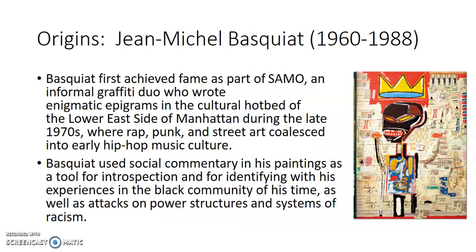Also in Manhattan was Jean-Michel Basquiat, and he was part of SAMO, an informal graffiti duo, and he was very influenced by rap and punk and street art. And in the 1970s, it all came together in the early hip hop music culture. He used social commentary in his paintings to talk about his experiences in the Black community at his time, and address ideas of power structures and systems of racism.